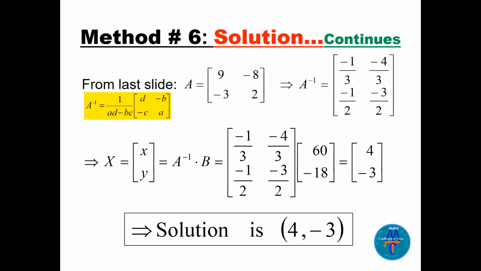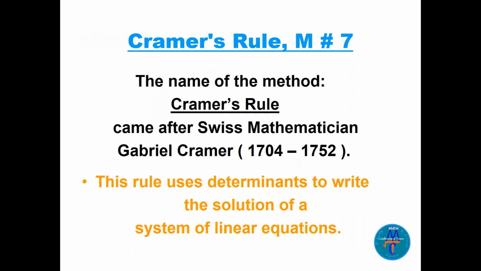And then you add minus 4 over 3 times minus 18. You get 4. Take row 2 here: minus half times 60, and then you add minus 3 over 2 times minus 18. You get minus 3. So the solution is X is 4, Y is minus 3. The same solution as expected from the other methods. Now we still have one method, Cramer's rule.